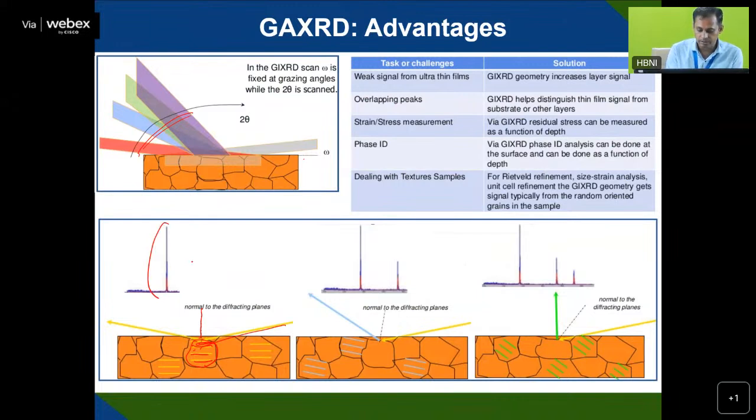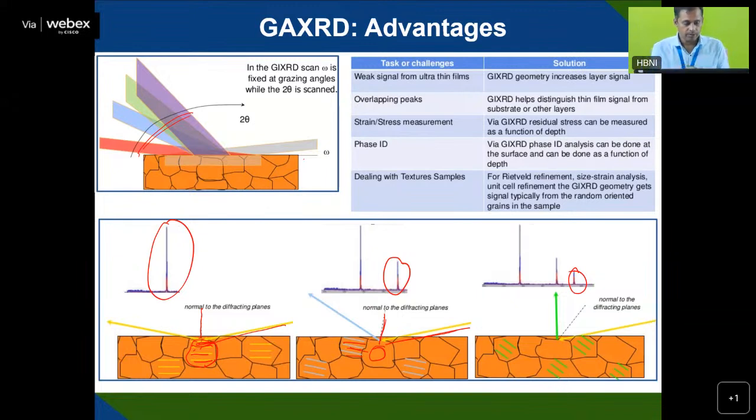Here you can see that if you change the depth, slightly tilting the sample position, then in this normal diffraction pattern you are able to see another plane. That other plane is oriented slightly in a different direction, so you get an additional peak. Similarly, by changing the normal to the diffracting plane, you get a third peak. So if different grains are present in a thin film, you are able to identify that structure.